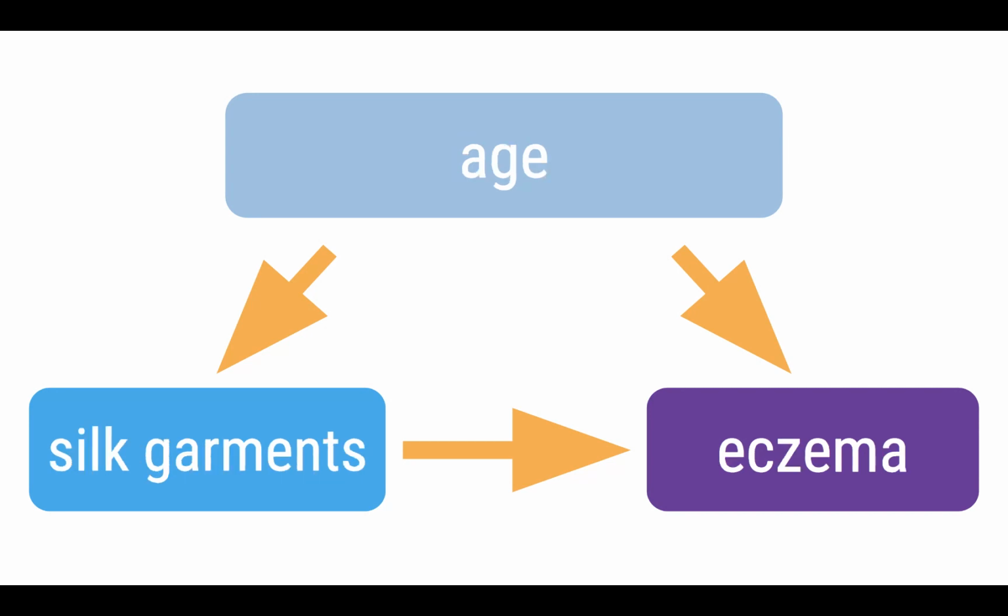So in this study, the two variables here would be silk garments, the exposure or the intervention, and then eczema, the outcome. And that third variable or variables could be from this list of characteristics that were assessed in the Table 1. For example, age might be one of them.